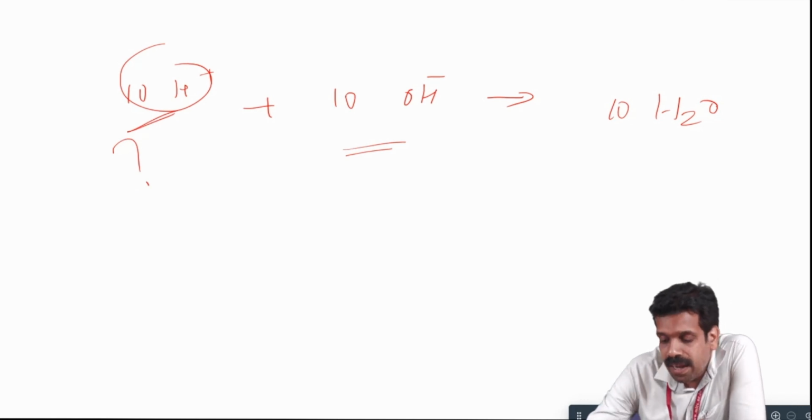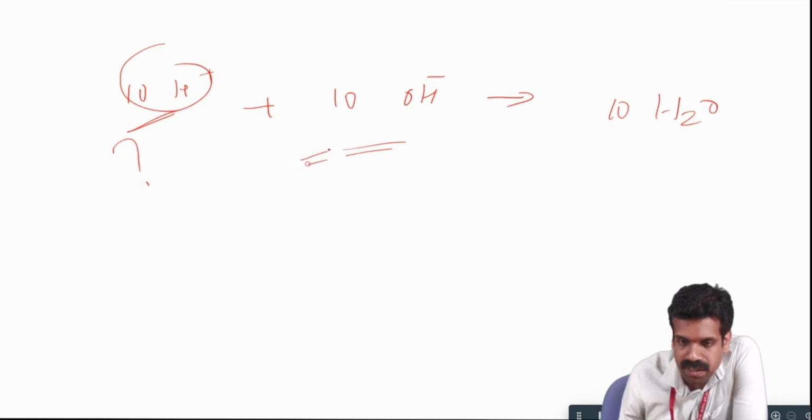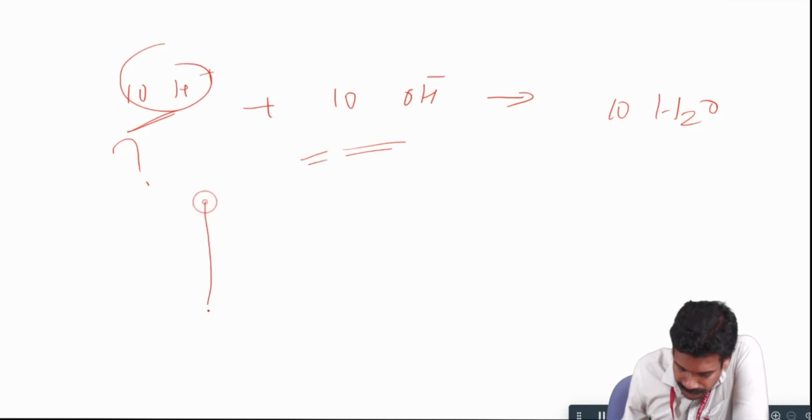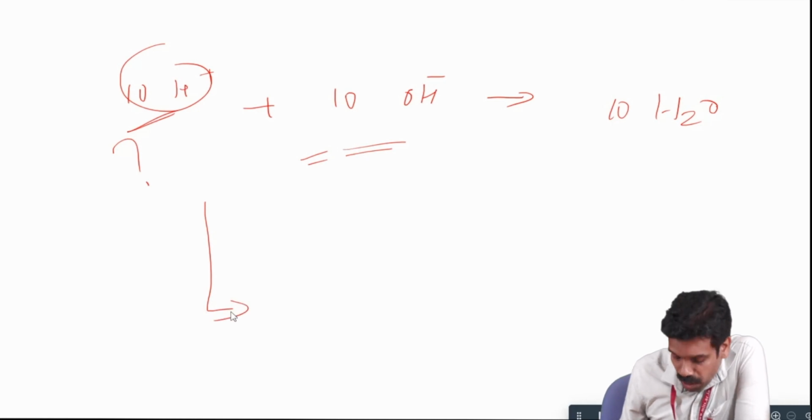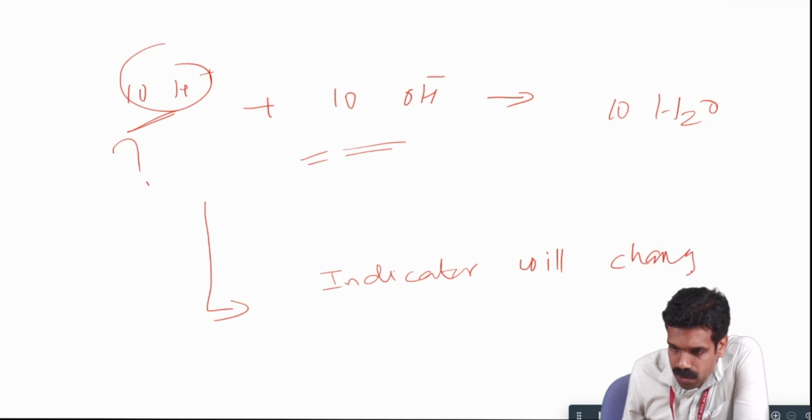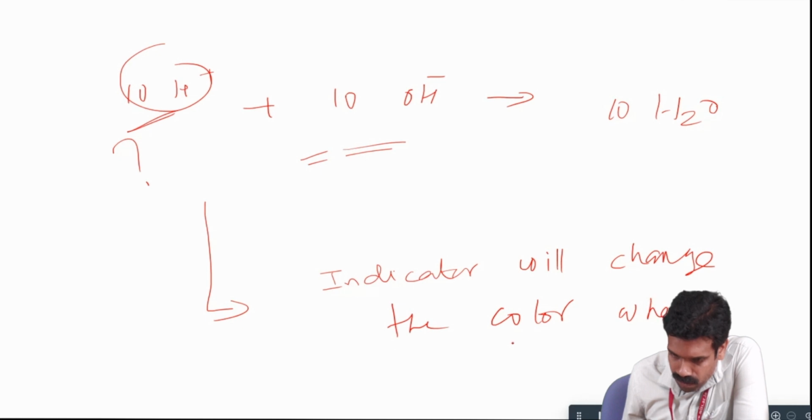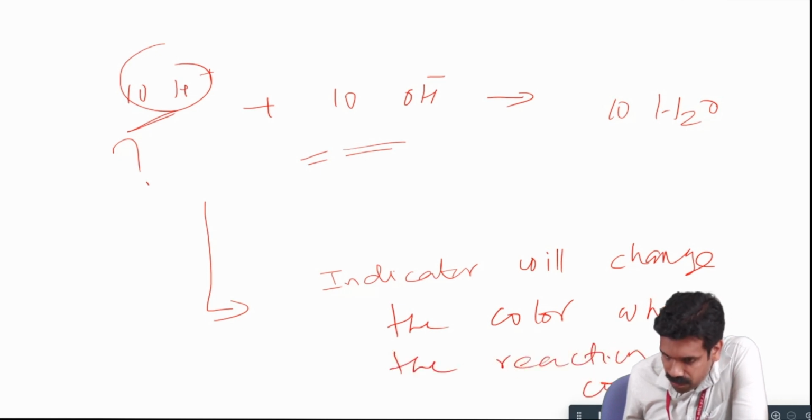So the thing is that since I am not aware of this, how do I come to know how many OH minus ions are required? That idea you can gain with the help of the indicator. The indicator will change the color when the reaction completes.